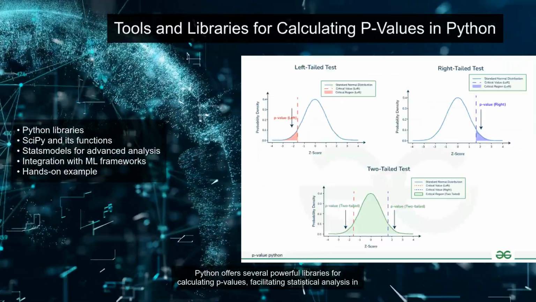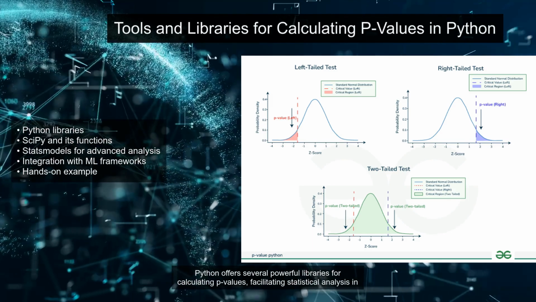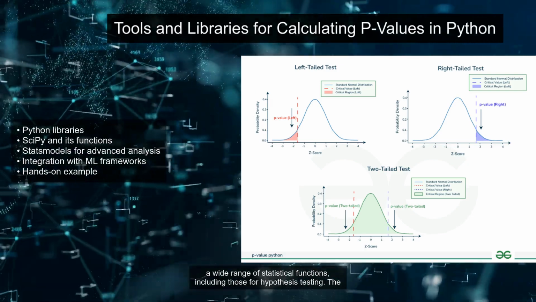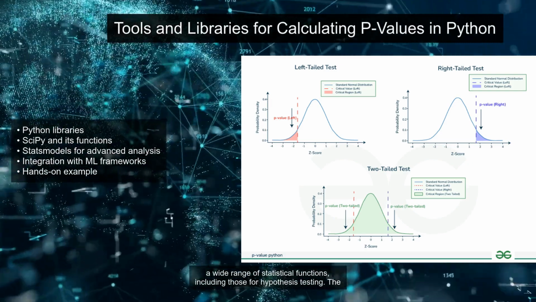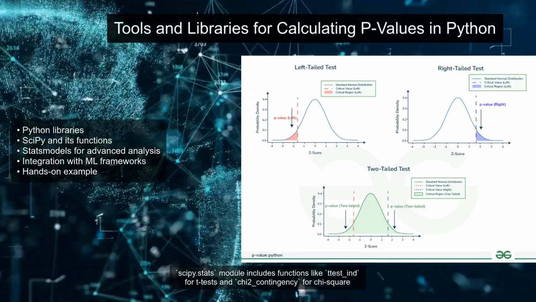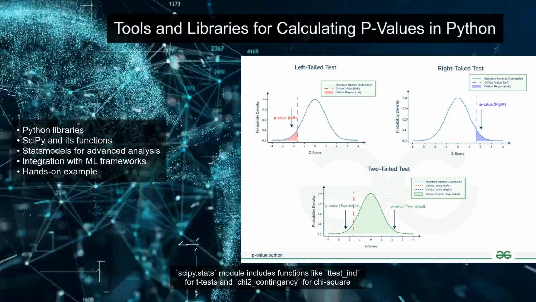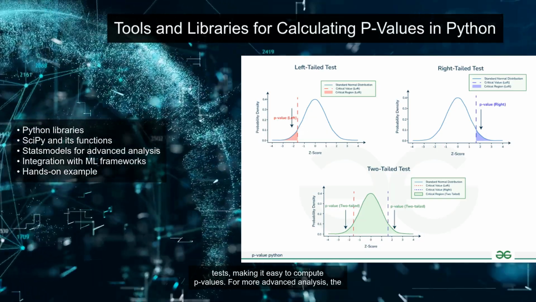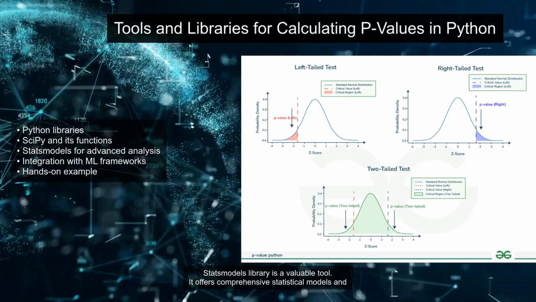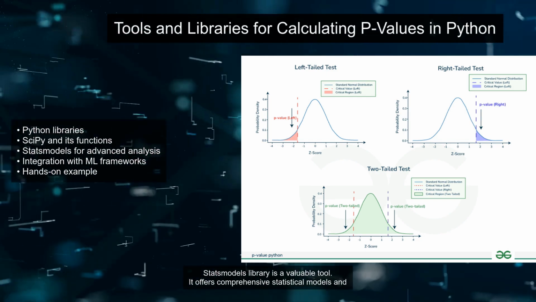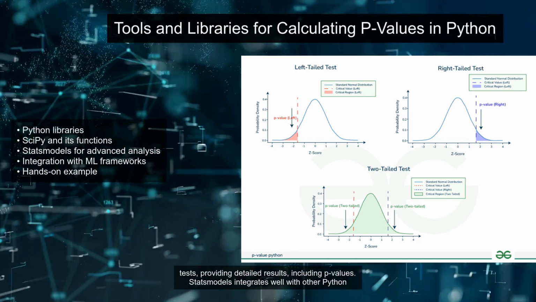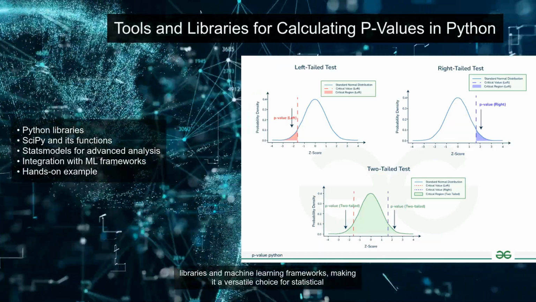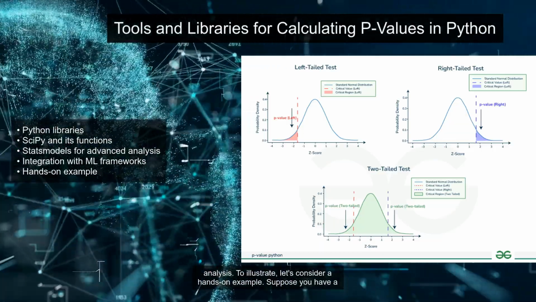Python offers several powerful libraries for calculating p-values, facilitating statistical analysis in machine learning. One of the most popular libraries is SciPy, which provides a wide range of statistical functions, including those for hypothesis testing. The scipy.stats module includes functions like ttest_ind for t-tests, and chi2_contingency for chi-square tests, making it easy to compute p-values. For more advanced analysis, the statsmodels library is a valuable tool. It offers comprehensive statistical models and tests, providing detailed results, including p-values. Statsmodels integrates well with other Python libraries and machine learning frameworks, making it a versatile choice for statistical analysis.